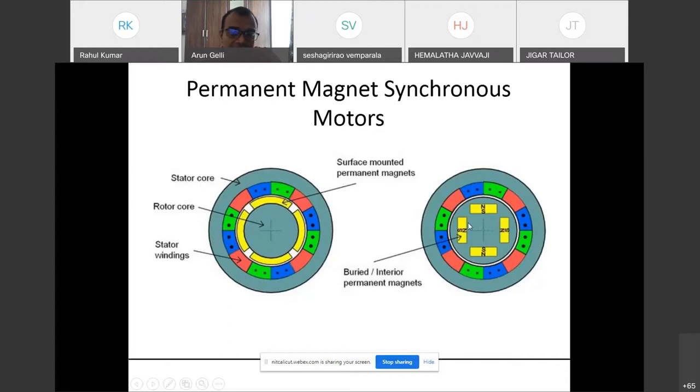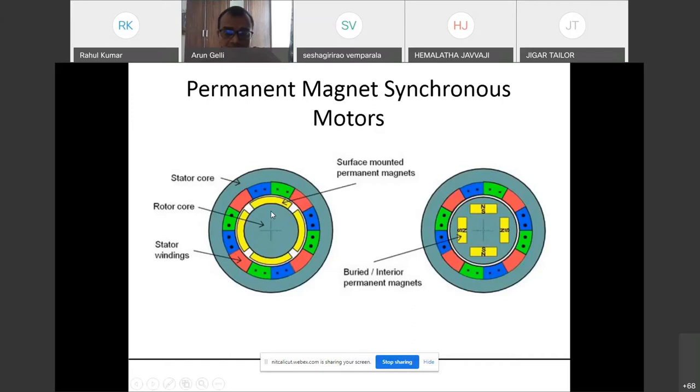Whereas if the magnets are inserted into the rotor core, they are called interior permanent magnets, which are also widely used because of the mechanical advantage. With surface permanent magnet machines, at high speeds you will not be able to achieve the same, because the magnets have to be properly stuck onto the surface, and you may have challenges in terms of the mechanical design. So at higher speeds, interior permanent magnets are used because they are inserted into the core, which is a very good construction, and they will not fly away, unlike surface mounted permanent magnet machines.